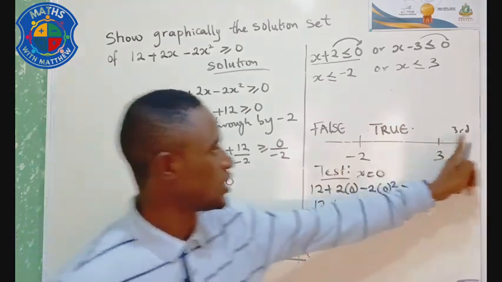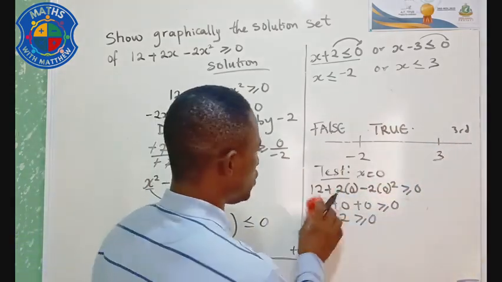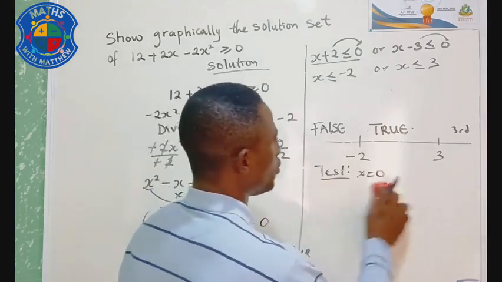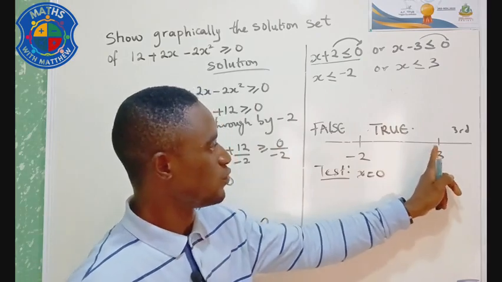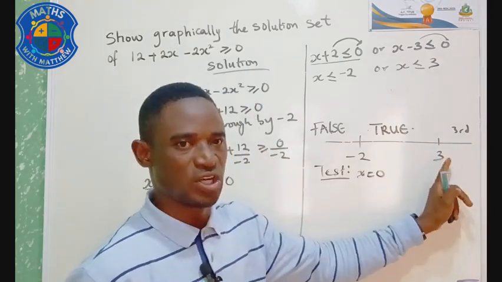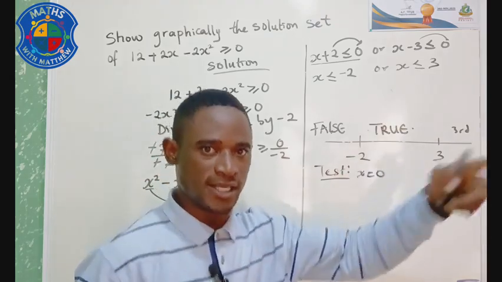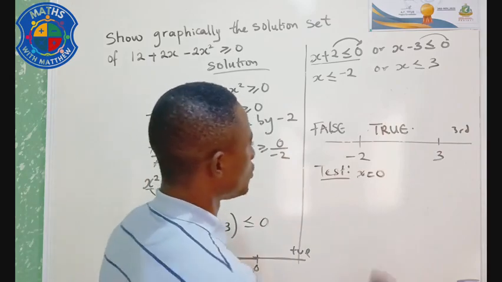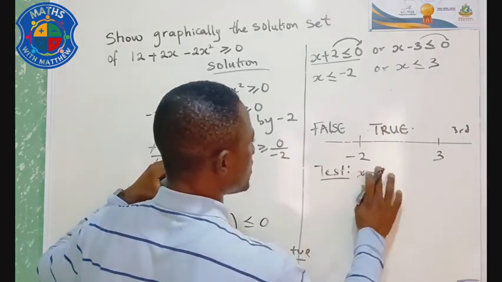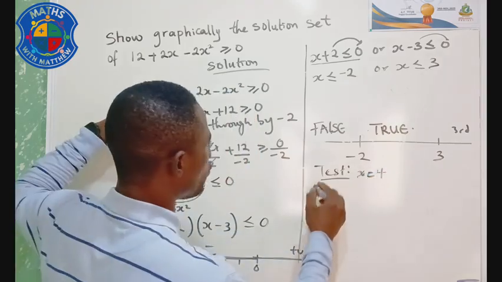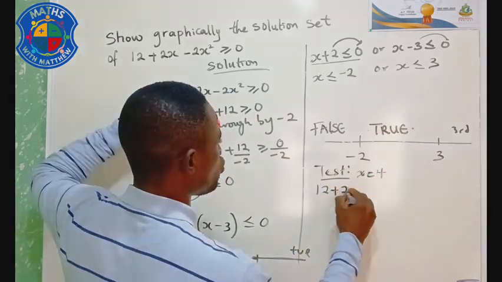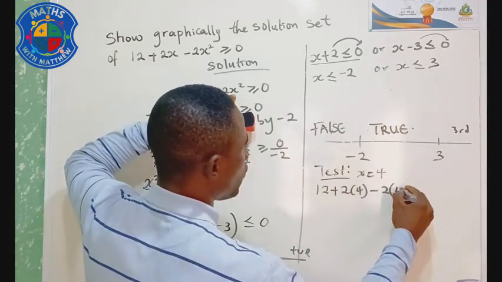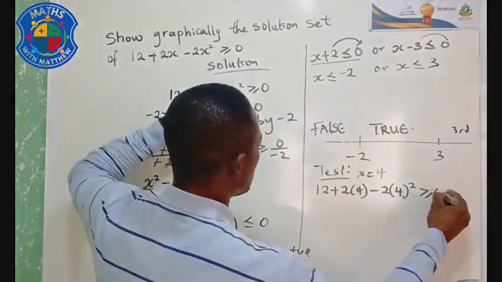Now we check the third part. 3 beyond will be giving us 4, 5, 6, 7, and so on. So let's pick 4. Here we are still going to do when x is now equal to 4. What will happen? 12 plus 2 into bracket 4, minus 2 into bracket x is 4 raised to power 2. Is it greater than or equals to 0?